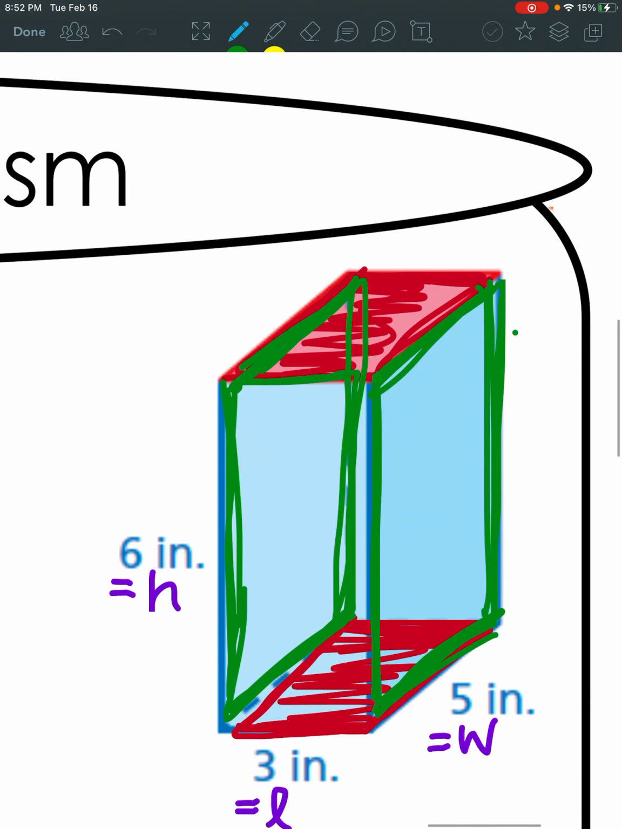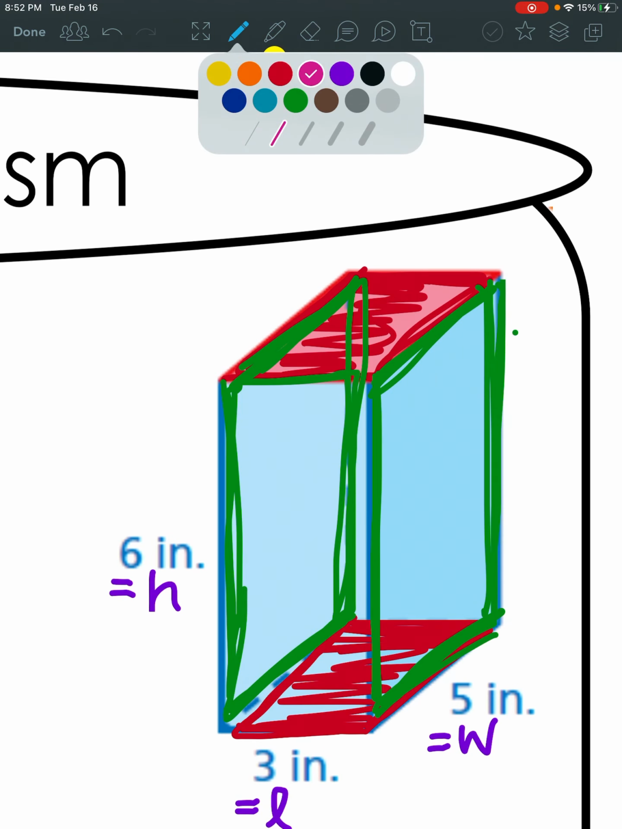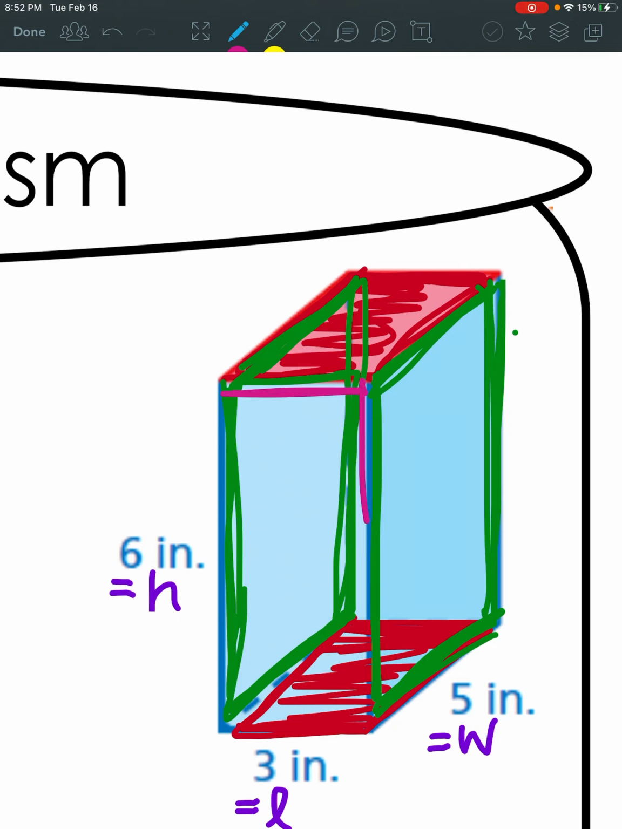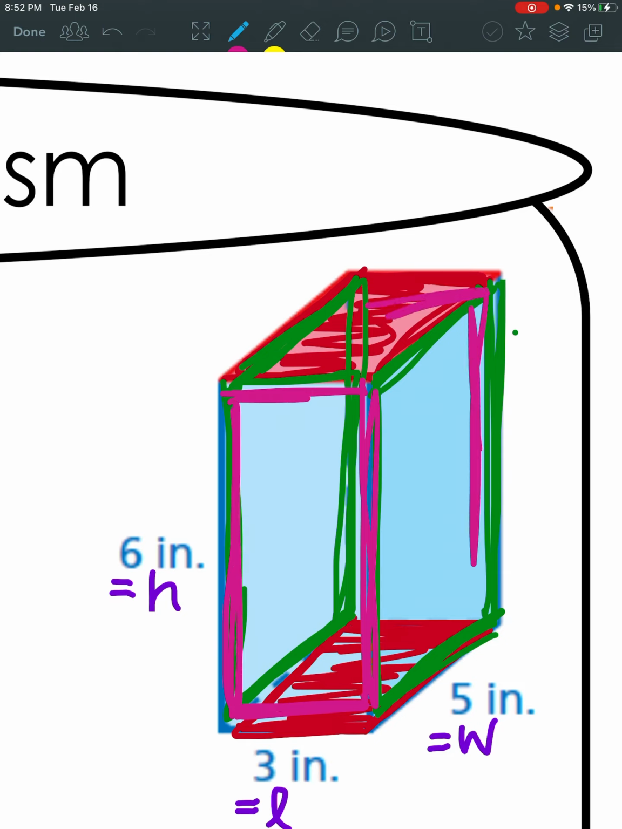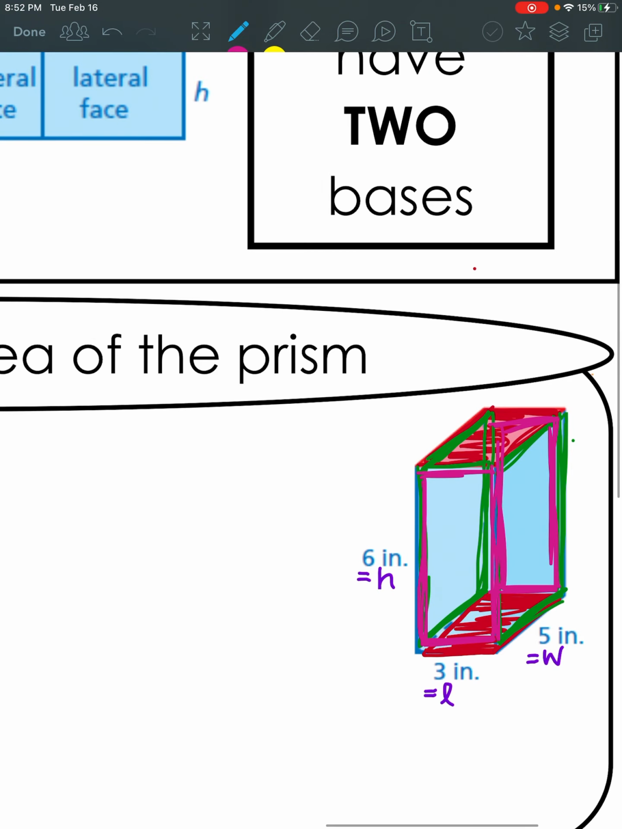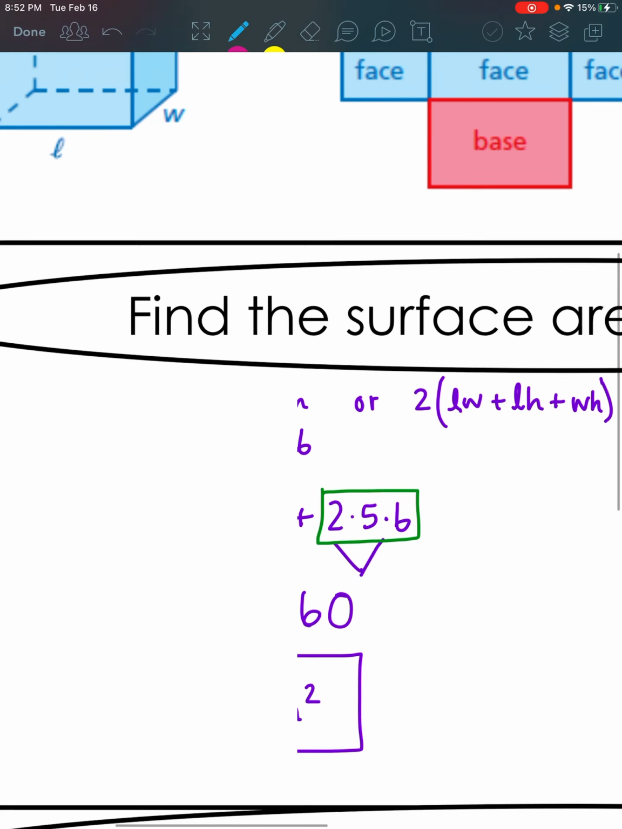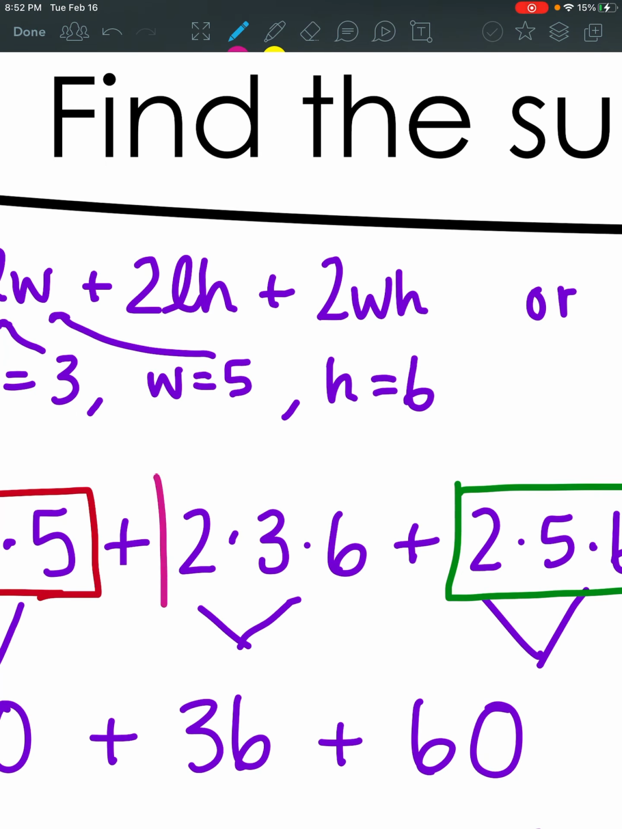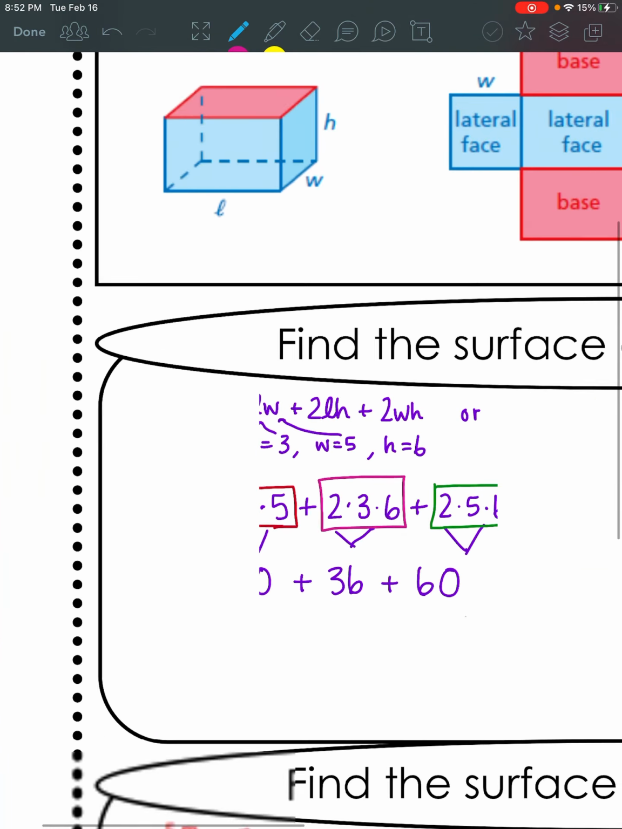And then the last part is actually your front and your back. So this front rectangle is 3 inches by 6 inches. And then there's the exact same rectangle in the back of the shape. And notice the rectangular prisms have 6 surfaces, 6 rectangles. So 3 times 6 is that front shape, and then we multiply it by 2 to get the back one as well. So that's that part of the formula.